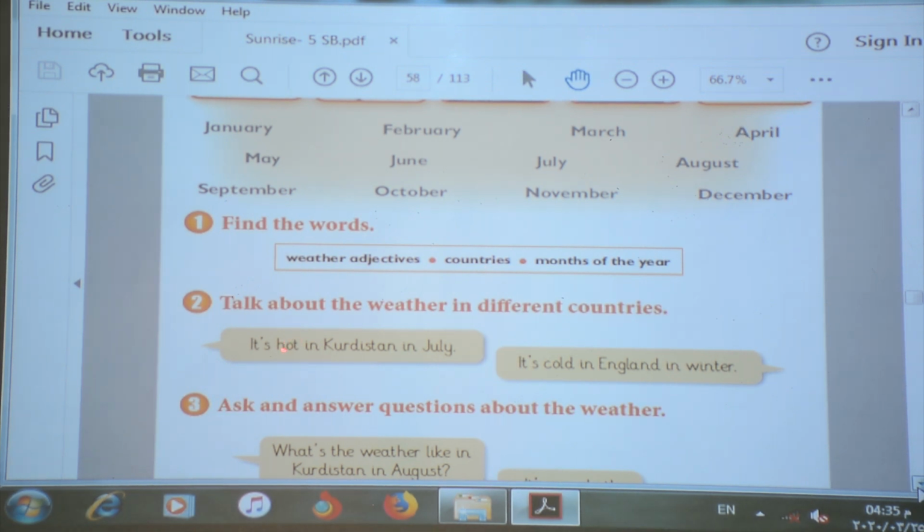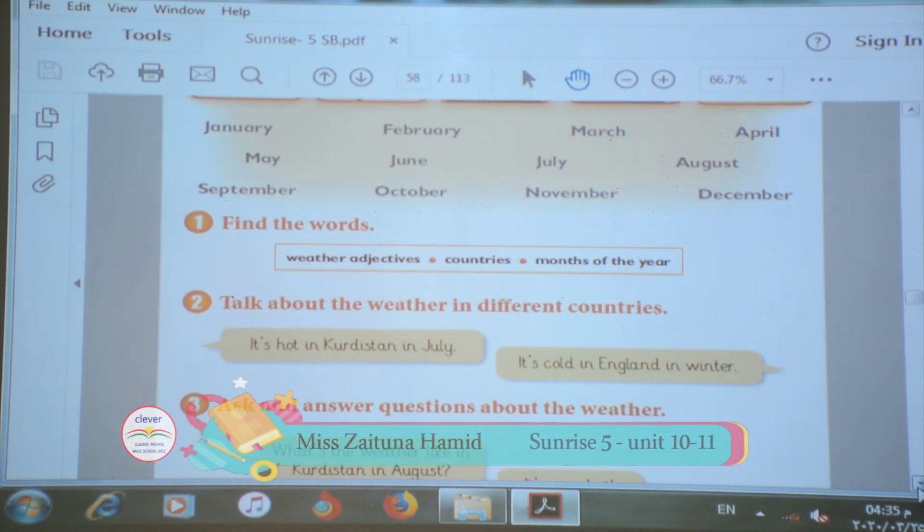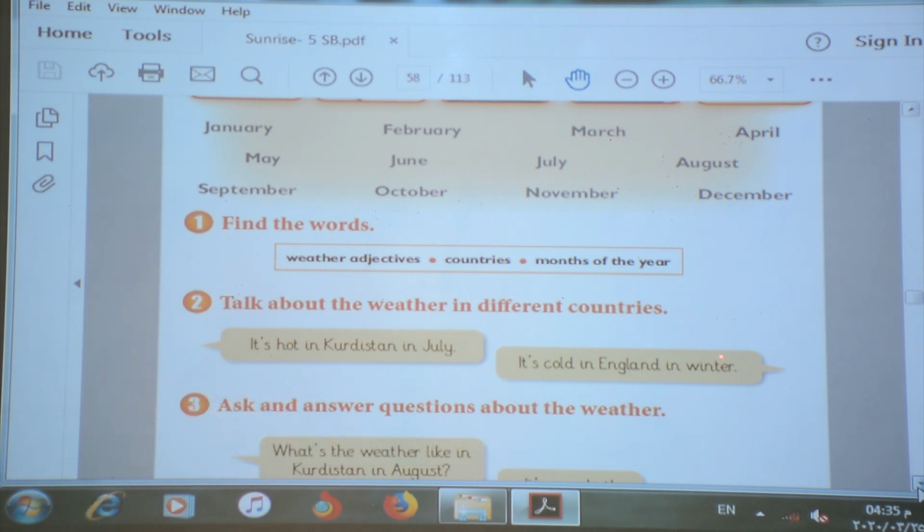Hot, what is hot? Hot is the weather adjective. And Kurdistan is a country, July is the month of the year. And again, if you look at this sentence, it's cold in England in winter. Cold, what's cold? Cold is used for weather, a weather adjective. England, it's a country. Winter, what's winter? It's a kind of season, okay?